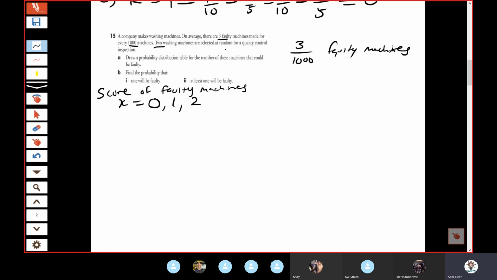2 washing machines are selected at random for quality control inspection. So that means if you selected 2, what is the possibility that they could have been faulty? Would be none, or 1, or 2. None could have been faulty, 1 could have been faulty, or 2 could have been faulty. That's a possibility. What is the probability that none would have been faulty?